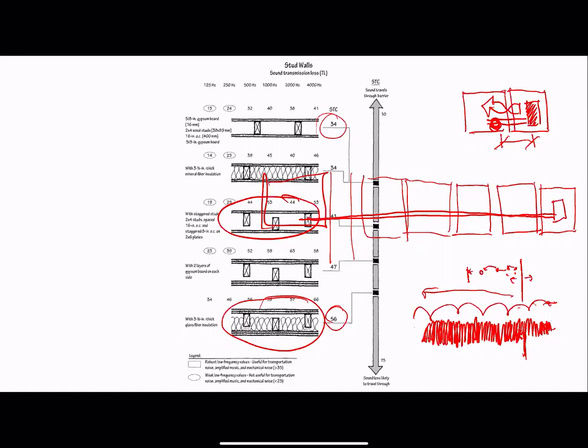Yeah, thank you very much. Understood now that we need to separate the sound speed from the sound transmission and, yes, what we do technically to stop that. Thank you. Exactly.